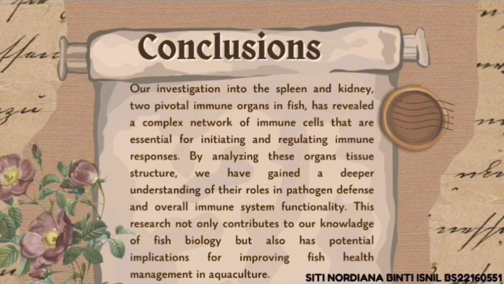For conclusion, our investigation into the spleen and kidney, two pivotal immune organs in fish, has revealed a complex network of immune cells that are essential for initiating and regulating immune responses. By analyzing these organs' tissue structure, we have gained a deeper understanding of their roles in pathogen defense and overall immune system functionality.